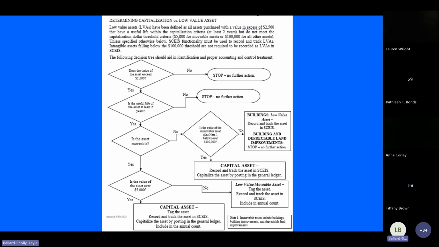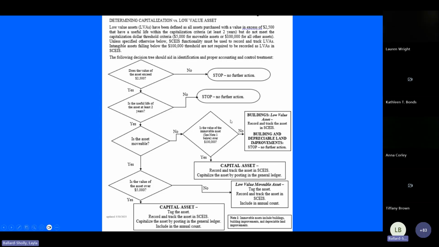Now, I will say with depreciable land improvements, you have a wide range of the types of things that fall in there. So it may still be good practice to put them in SKIS as low value assets and track them. Some examples would be playground equipment or park benches, things that maybe you have a lot of at several locations, then it's good to make sure they're still there, they're still functioning, they haven't been damaged by weather or time or whatever. But again, that is still optional.